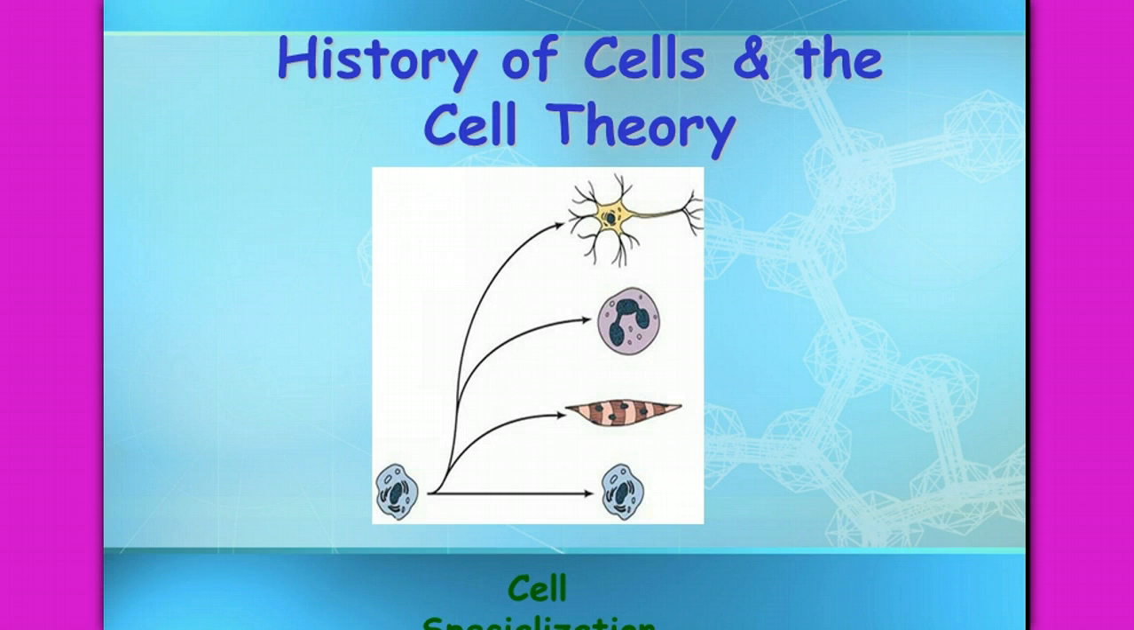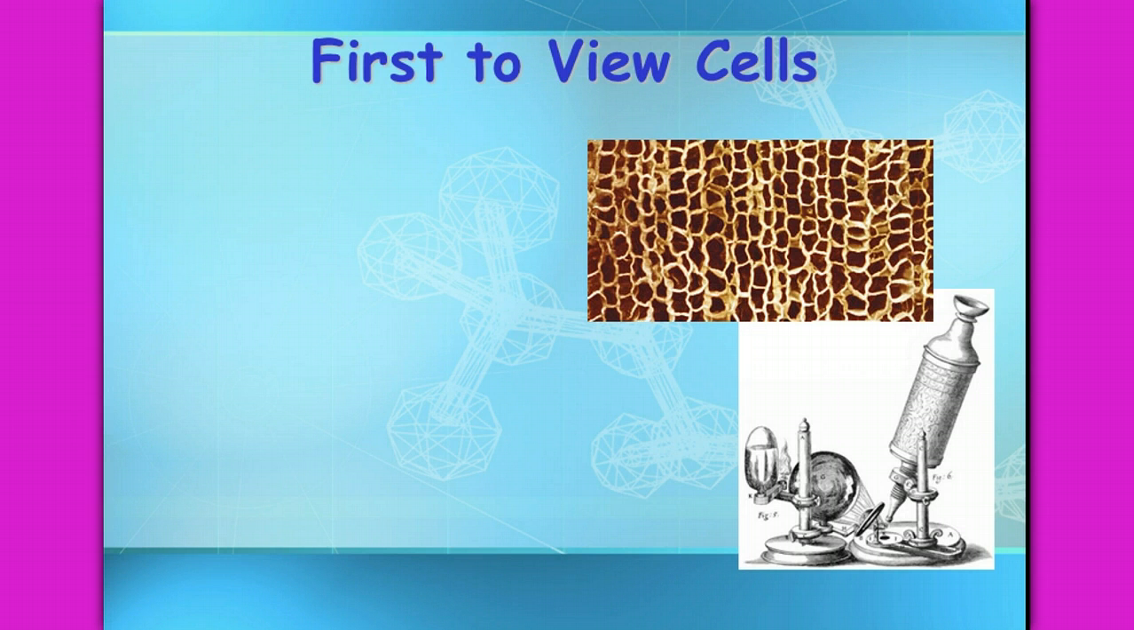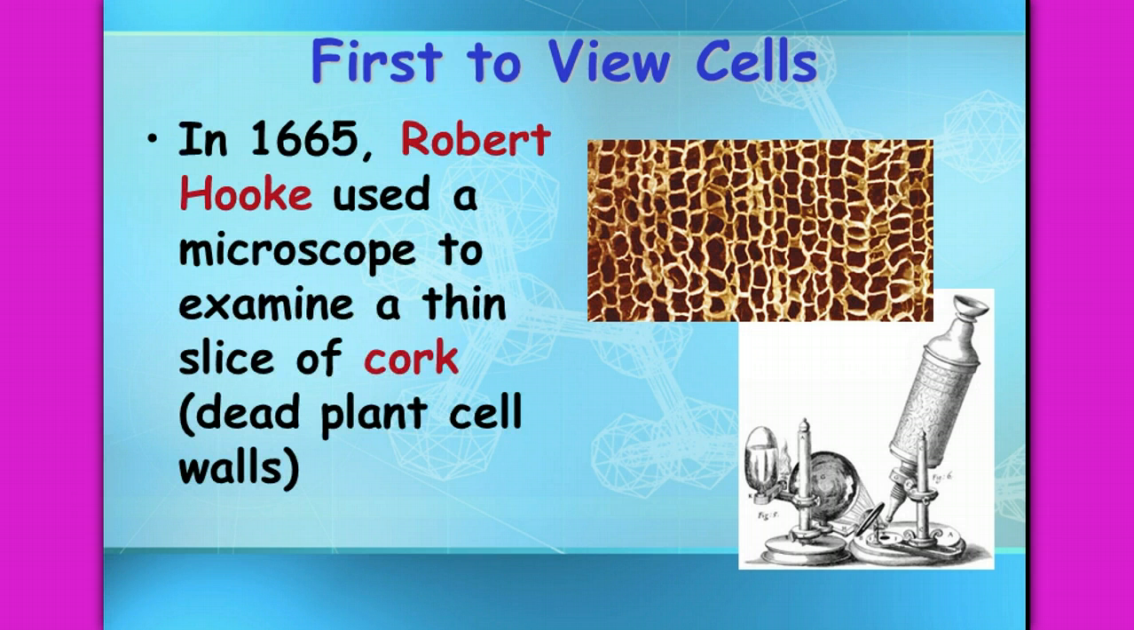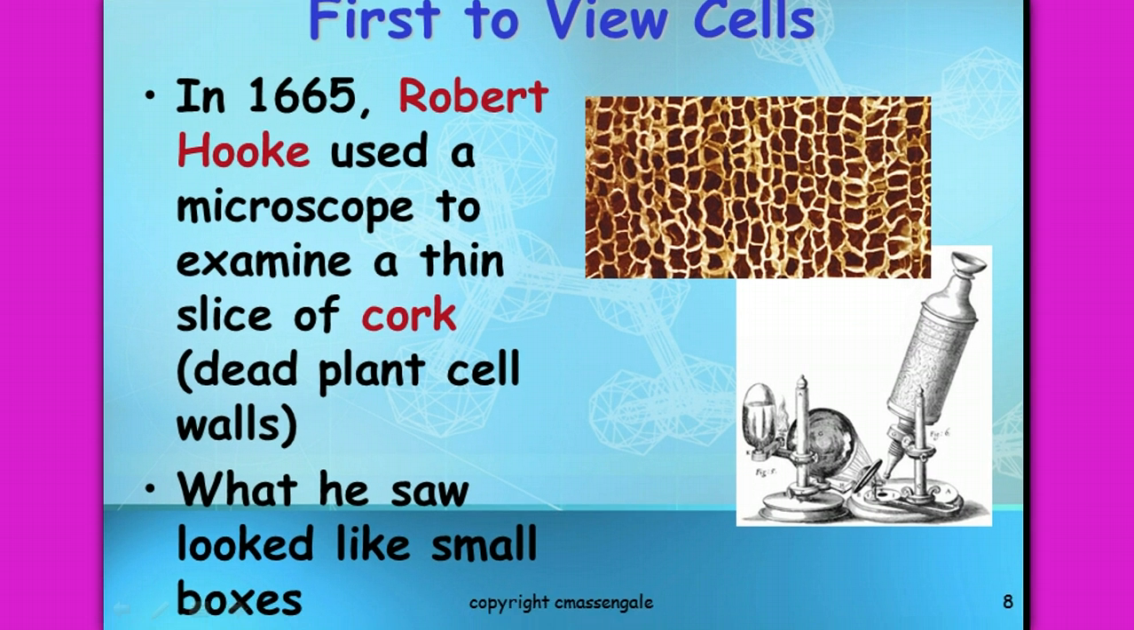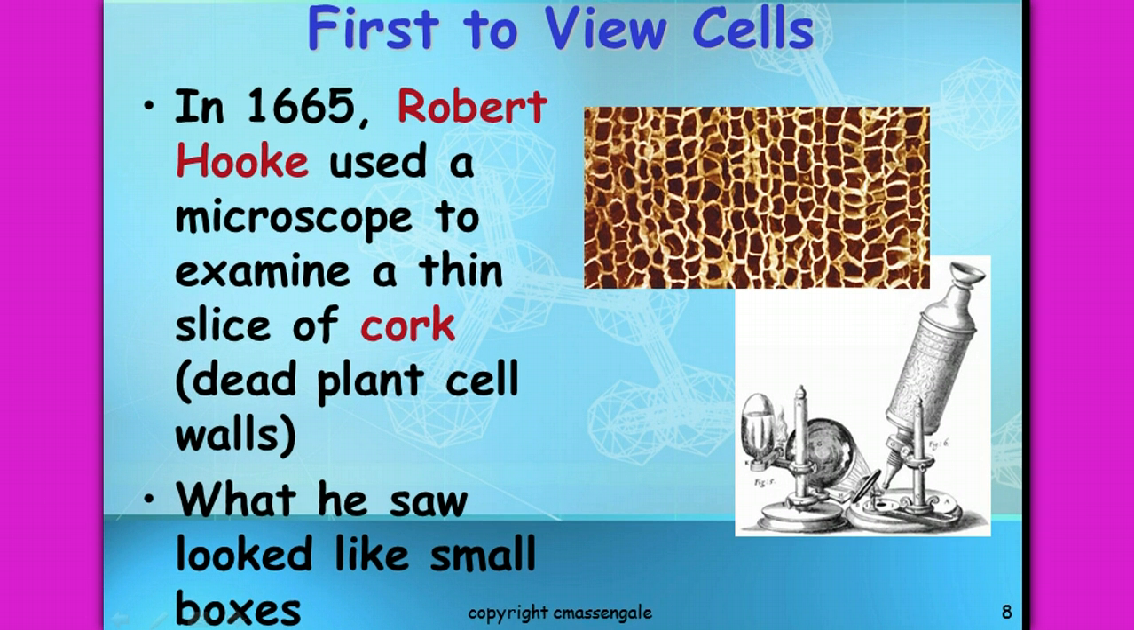So, let's look into the history of cells in what we call the cell theory. In 1665, Robert Hooke used a microscope to examine a thin slice of cork. Cork, you may or may not know, is dead plant cell walls. So what we're seeing is the external structure, skeleton, if you will, of those plant cells. So it was that long ago that those were first observed. What he saw looked like small little boxes, okay?